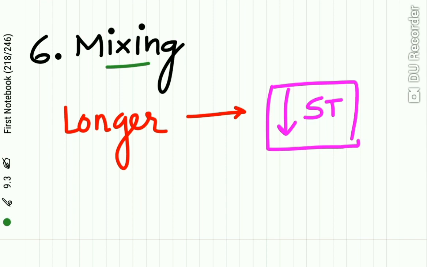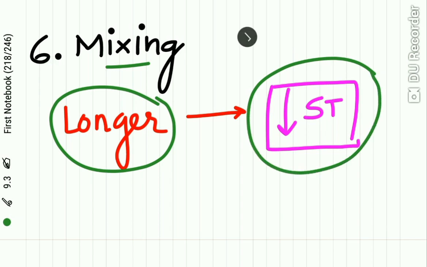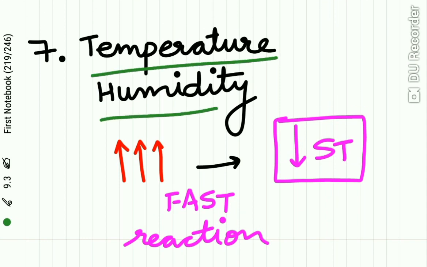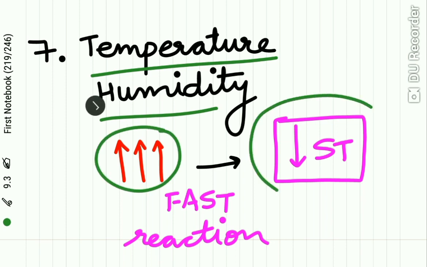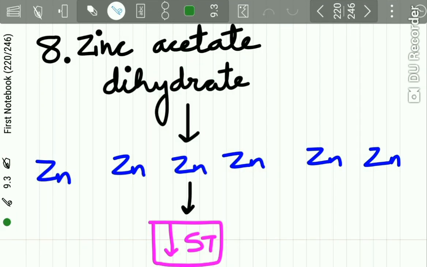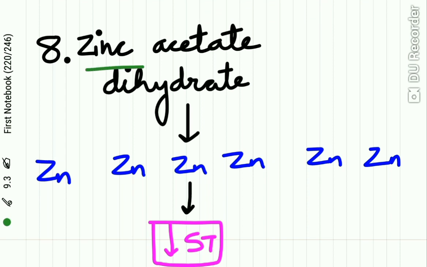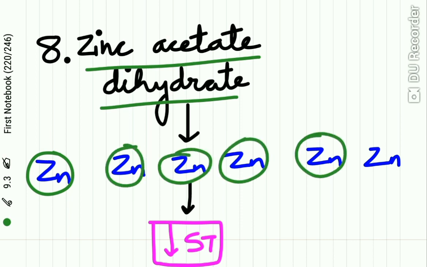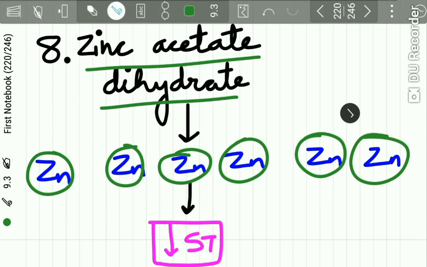Now, mixing. If you mix for a longer time, there is a reduction in the setting time and the material will set fast. Now, temperature and humidity. If the temperature is higher and the humidity present in the air is also more, then the material sets fast due to fast reaction and there is reduction in the setting time. Then the zinc acetate dihydrate. Instead of zinc hydroxide, if there is presence of zinc acetate dihydrate, it provides more zinc ions, and due to the presence of more zinc ions, there is reduction in the setting time.